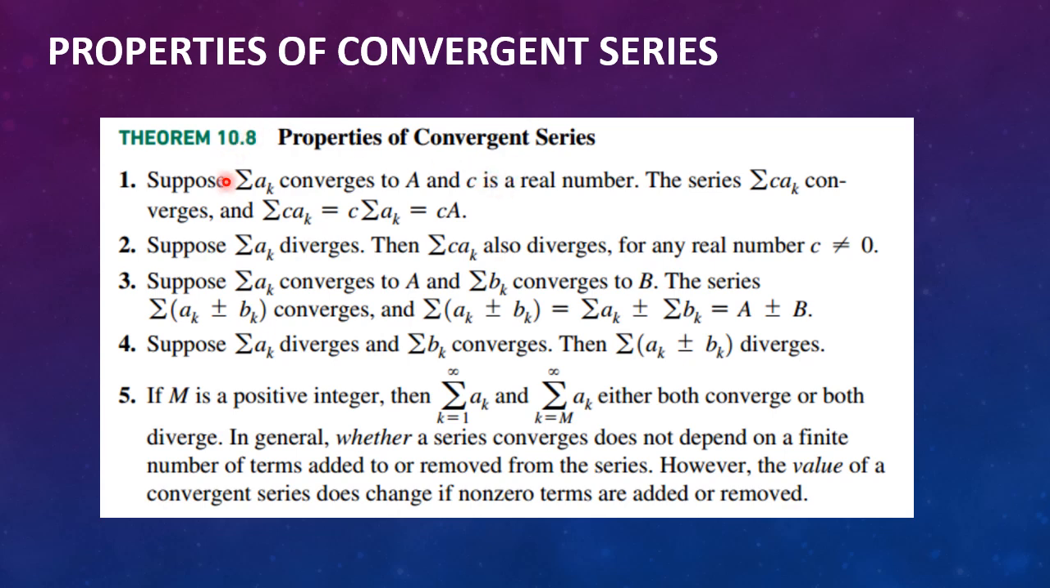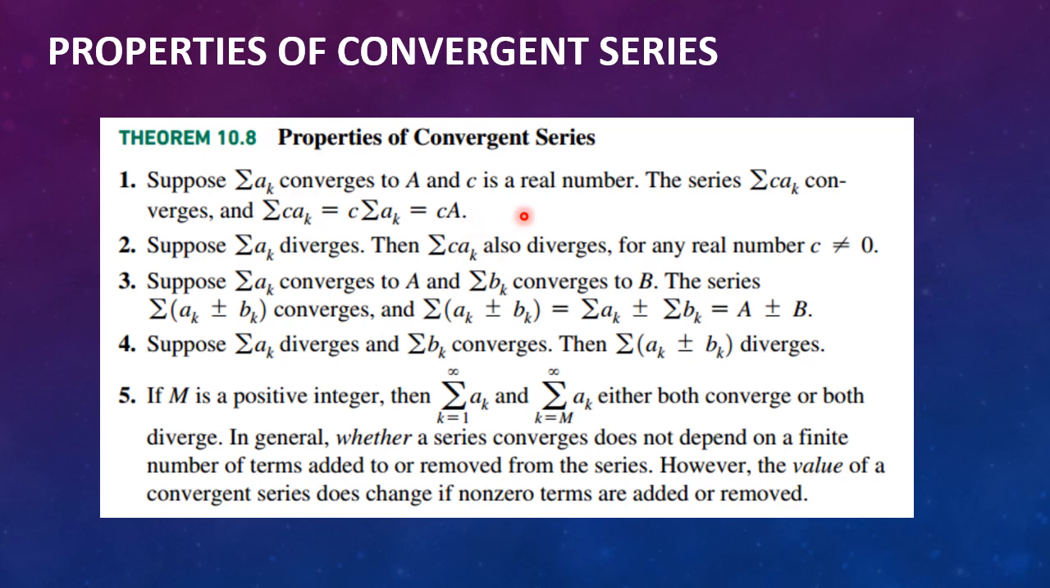Before we begin, I want you to know that this summation of a sub k without any limits, like k equals 1 to n, just refers to a general infinite series whose terms may be positive or negative or both. Okay? So suppose the summation of a sub k converges to A and c is a real number, then the series, the summation of c times a sub k, converges, and it equals the coefficient times the infinite series of a sub k, which simply equals that coefficient times A.